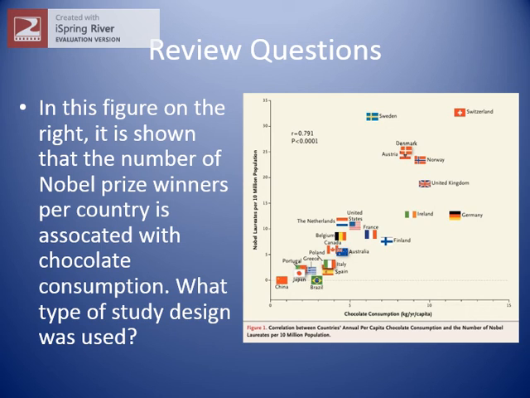This is actually real data, which is kind of interesting. But this is just kind of another fun example of correlation doesn't mean causation. People don't win Nobel Prizes because they consume a lot of chocolate. I don't know why these two things are related, but they are. So this is definitely a cross-sectional study.